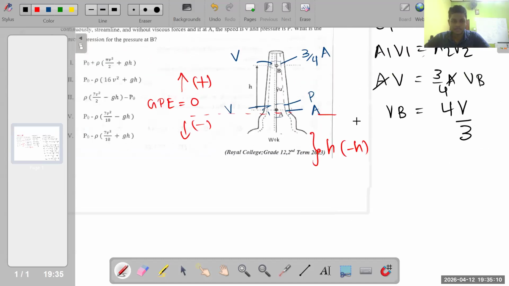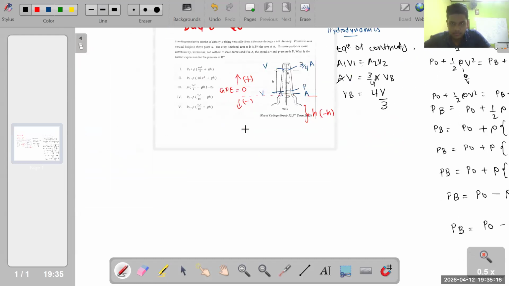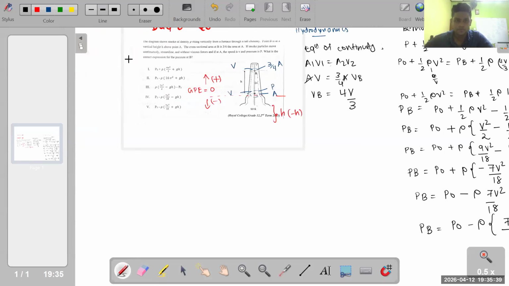Let's see, do we have any answer like that? Let me check. I hope it will be right. The answer is P naught minus rho 7. The first one is wrong because there is no minus. Second one, 16, no, it's not 16. Third one is also wrong. Fourth one seems correct. Let's take the fifth one also. Fifth one is wrong because it has plus GH. If you see the fourth one and fifth one, there's a small mistake with respect to the plus and minus. So if we consider, the answer is the fourth one.